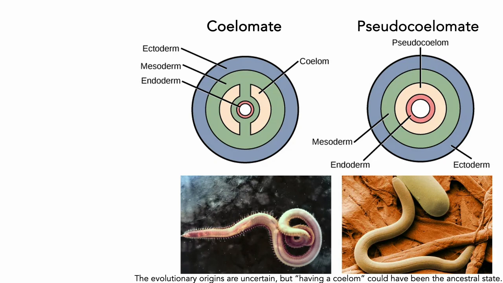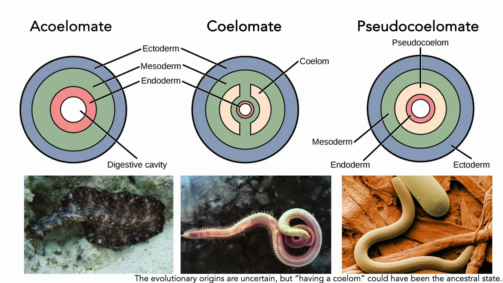Nematodes or roundworms are a classic example of a pseudocoelomate animal. And finally, we may have no body cavity at all. If mesoderm completely fills that space, this animal is referred to as acoelomate, meaning without a body cavity. In this example, we see a large marine flatworm, and flatworms, or platyhelminths, are one of the most well-known acoelomates.